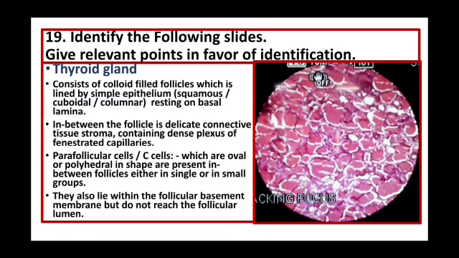So the given slide is the thyroid gland. So this consists of colloid filled vesicles. Each follicle will be lined by either simple squamous, cuboidal, or columnar epithelium depending on the amount of colloid. These cells will be resting on the basal lamina. In between the follicles, there is a delicate connective tissue which contains a dense plexus of fenestrated capillaries.